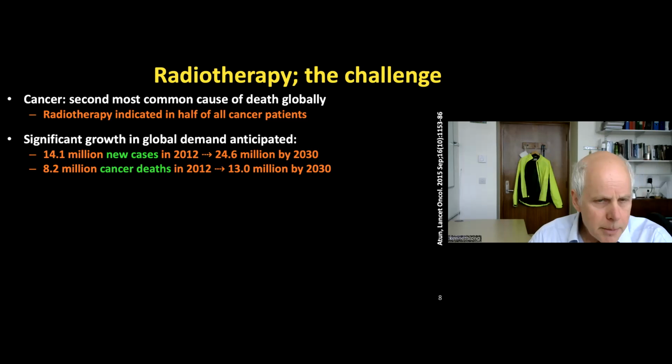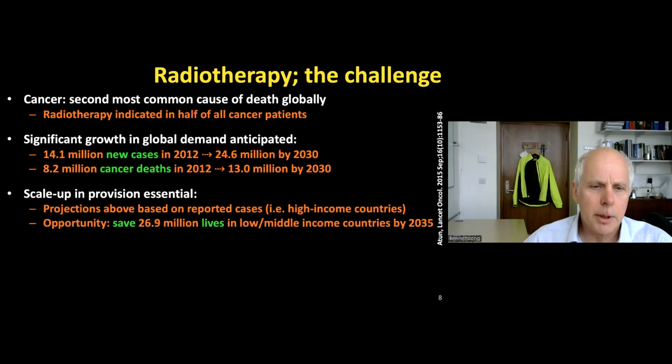Of course, you've got to remember that those surveys are carried out in places where there is treatment. So this is typically in the high income countries. If you look at the low and middle income countries, you can estimate the benefit you would get from being able to deliver radiotherapy across those places. And the estimates indicate that there's an enormous benefit: 27 million lives could be saved by 2035 if it was possible to provide the requisite provision of radiotherapy.